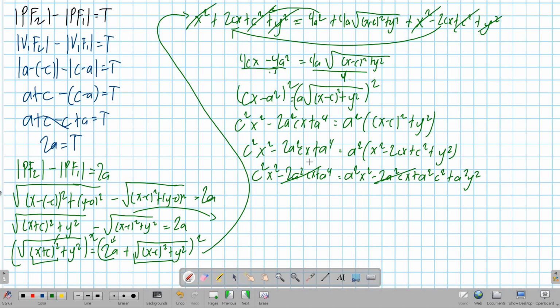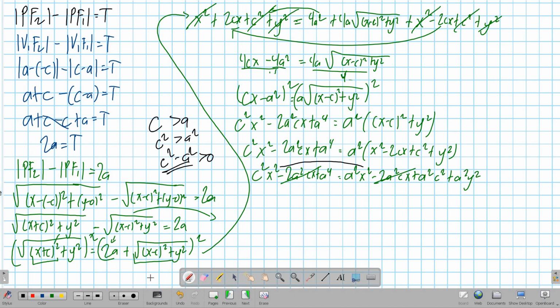If you remember, we were able to see that c is greater than a. c squared is greater than a squared, so therefore c squared minus a squared is greater than 0. So we need to get a c squared minus a squared. And as you can see, if we transpose this to the other side, we can get c squared x squared minus a squared x squared. So therefore, we can get this. So let's do that.